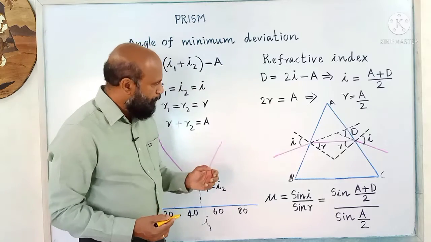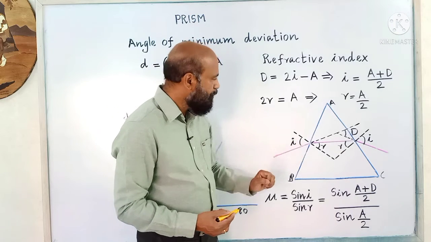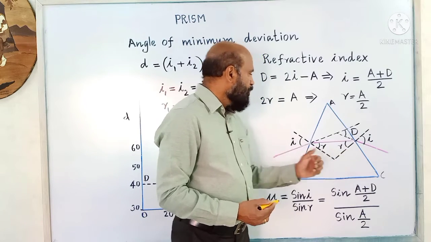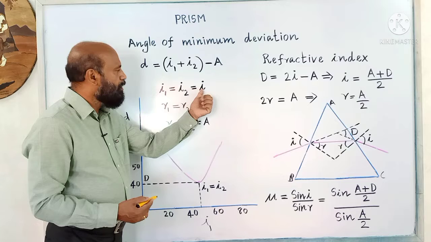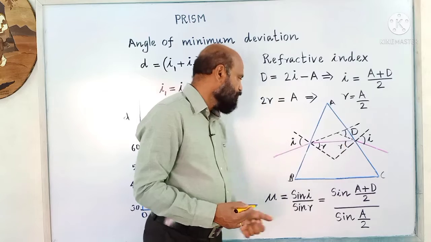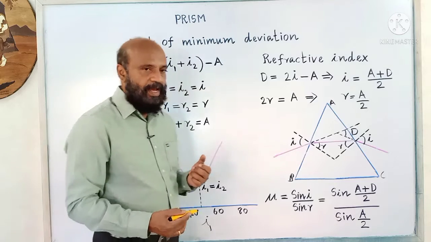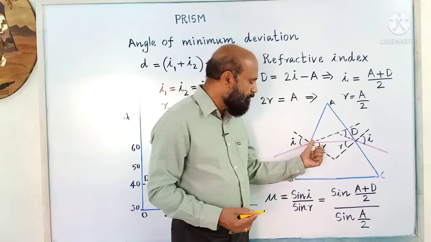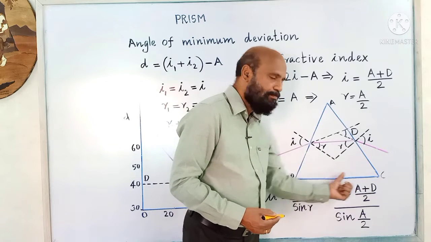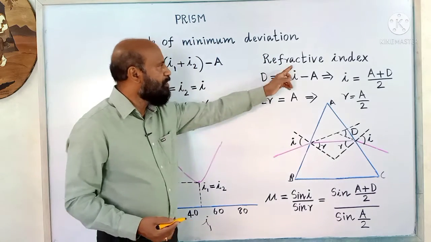That is the angle of minimum deviation. At the angle of minimum deviation, I1 is equal to I2. Angle of incidence here and the angle of refraction, or that means angle of emergence here, I2. They are equal. I1 is equal to I2, and so we can write it as I. Similarly, R1, R2 will become equal. So you can write R1 is equal to R2 is equal to R. At the angle of minimum deviation, you can see the light ray inside the prism is parallel to the base of the prism.